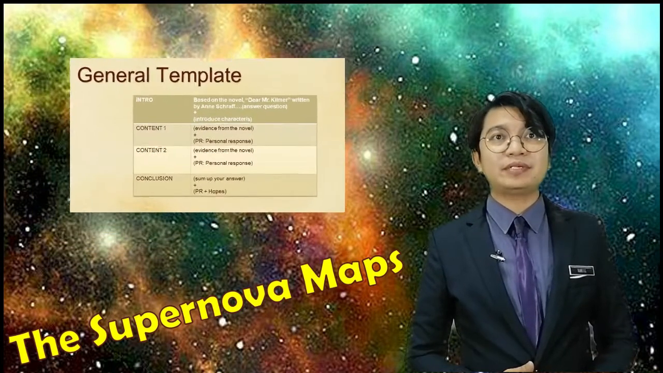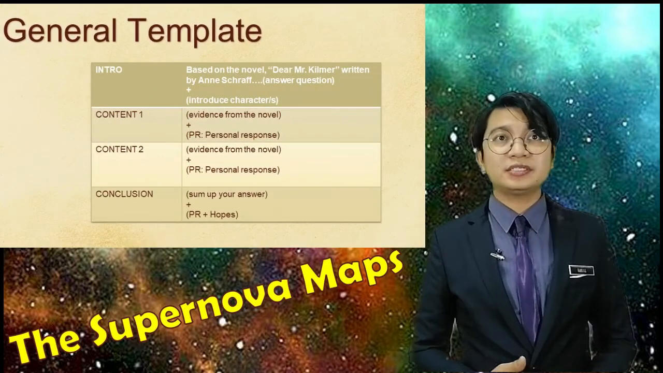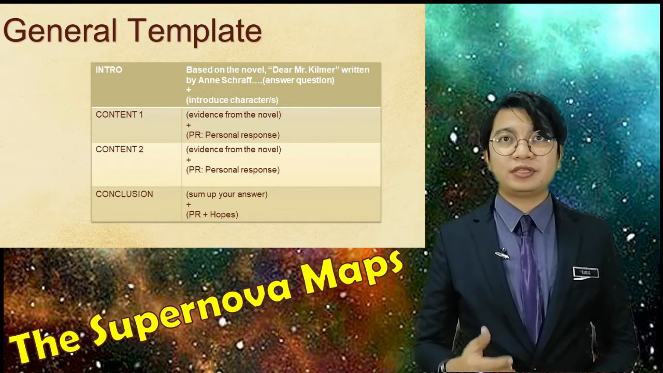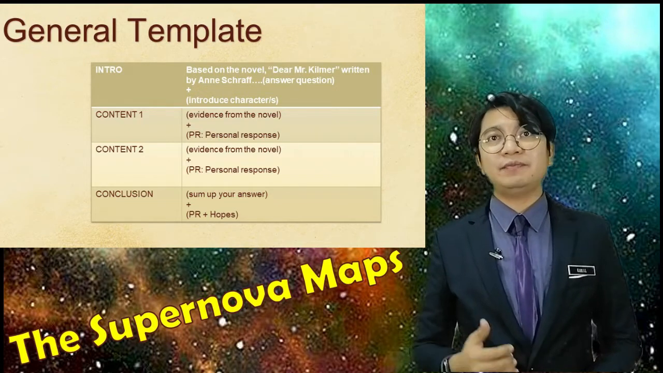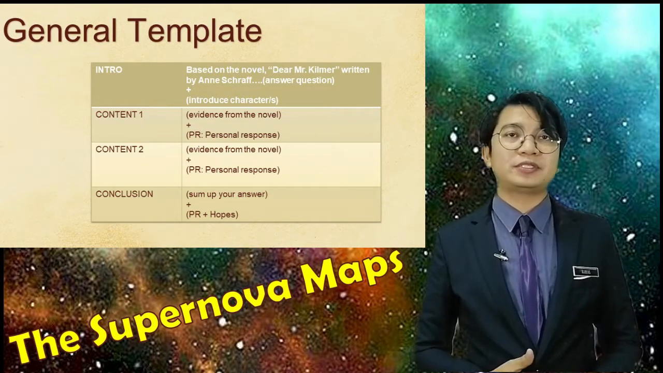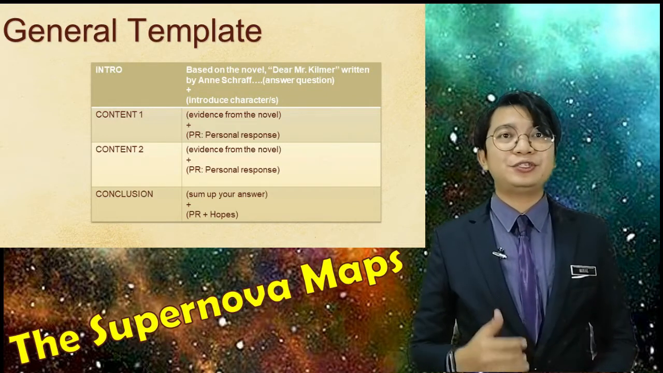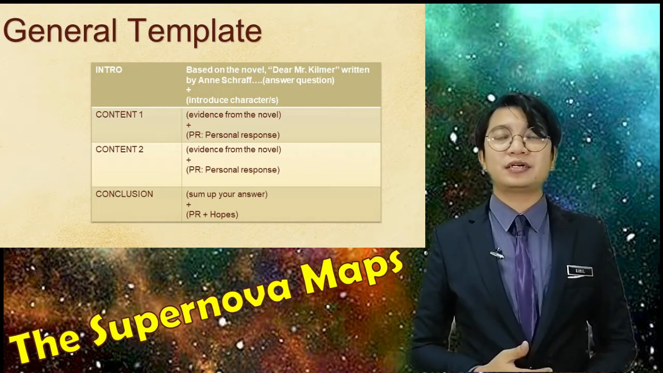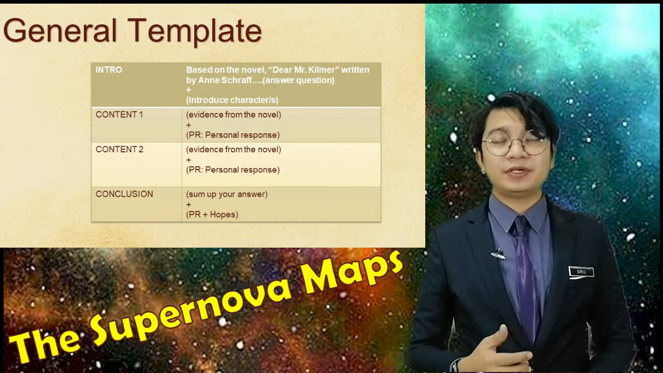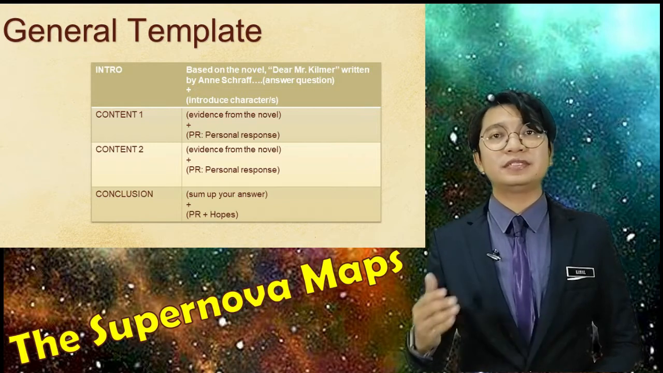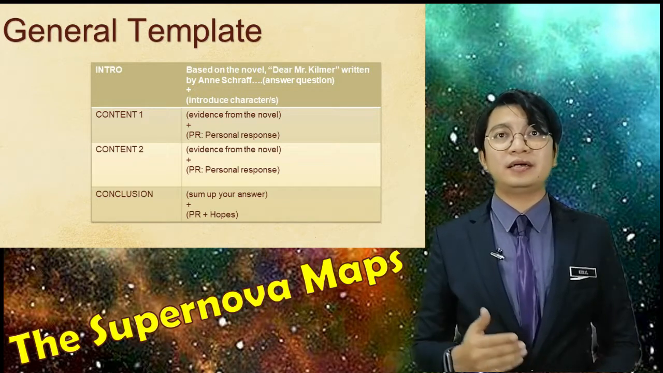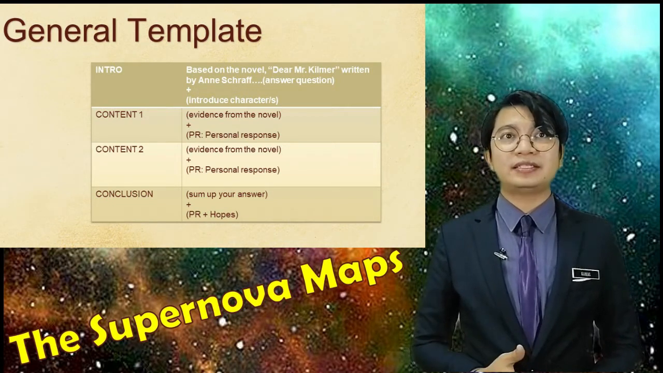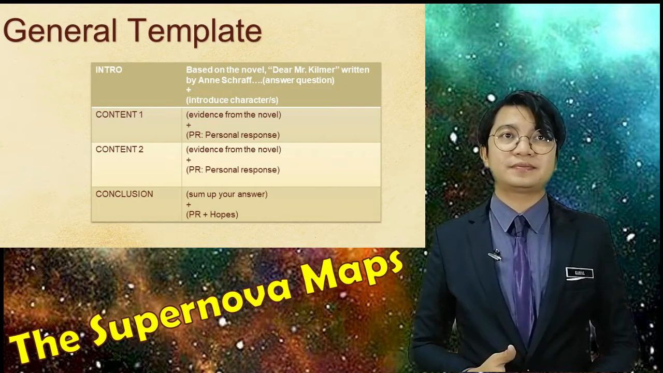This is the general template on what you should write. Your answer should have an introduction, where you must answer the question. In content, you must give evidence and points with personal responses. Lastly, you should recap your answer in the conclusion. In the introduction, start your sentence with, based on the novel Dear Mr. Kilmer, written by Anne Schraff, and add information about the characters that is related to the answer.